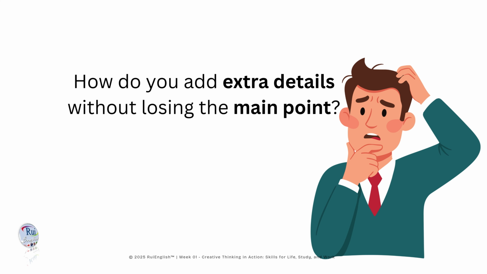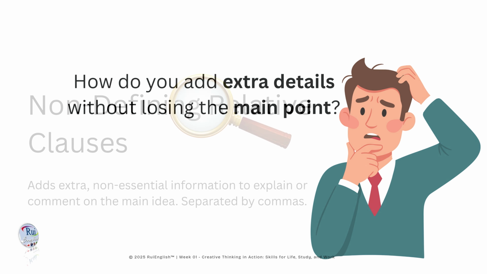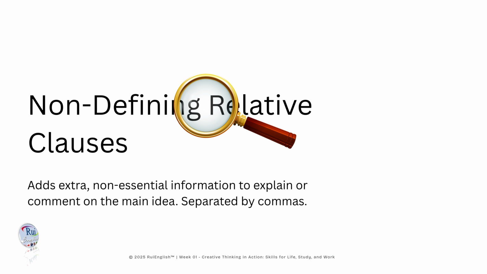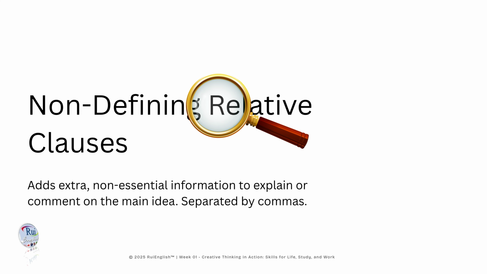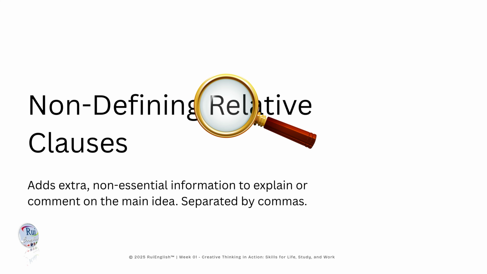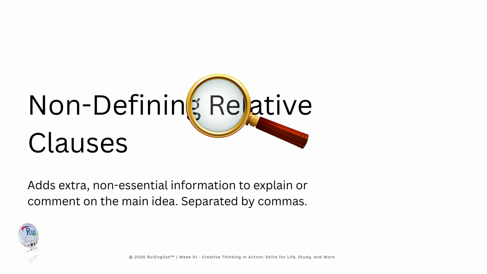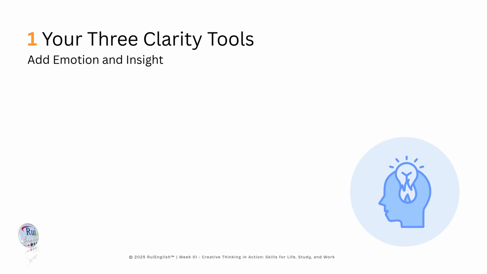Well, there's a really empowering grammar tool that's built for exactly this. And that tool is the non-defining relative clause. Now, the key word here is non-essential. This isn't the main event, it's more like the insightful commentary. Think of it as a helpful little aside, always tucked between commas, that makes your main message richer without messing up the flow. Okay, so let's break this down into 3 specific, really powerful tools.